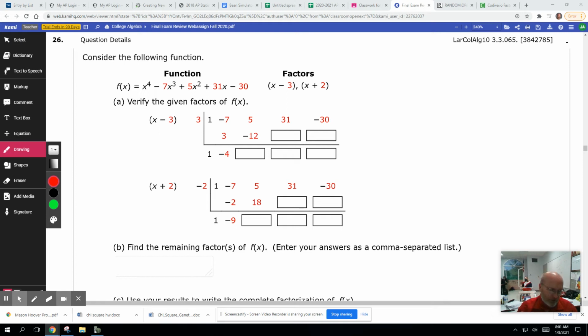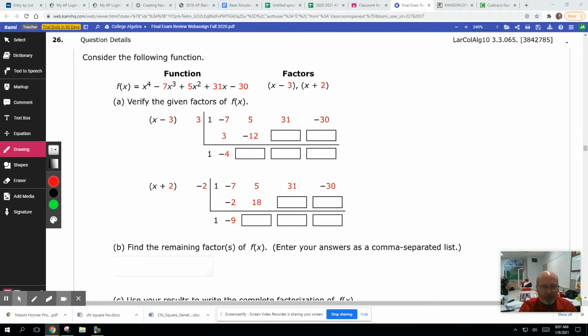All right, UALR, final exam review, question number 26 for college algebra class. We're asked to consider the following function with factors x minus 3 and x plus 2. Verify the given factors of f of x. If you divide a polynomial by a factor, your remainder is going to be 0. They have started a synthetic division for us.